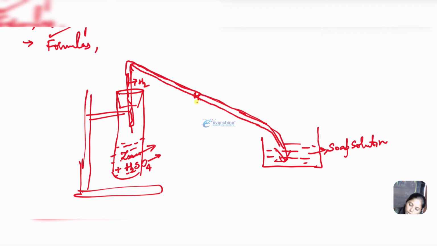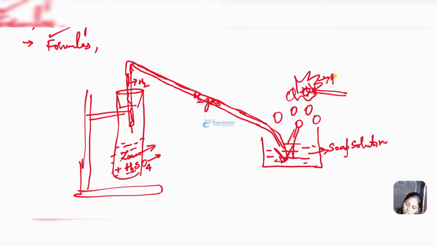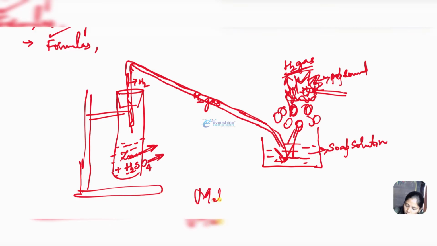So what gas we are getting is hydrogen gas. When we pass this hydrogen gas to soap solution, it starts giving bubbles. These bubbles should be burned with a candle. It burns with a pop sound. So what does this indicate? Why are these bubbles burning with a pop sound? Because it is hydrogen gas. Hydrogen always burns with a pop sound. So by this experiment we can identify whenever a metal reacts with sulfuric acid or any acid, it liberates hydrogen gas.